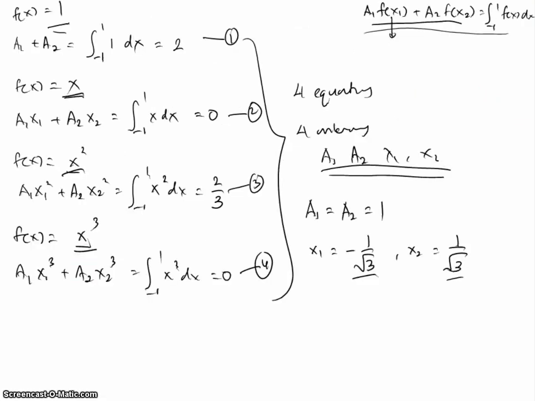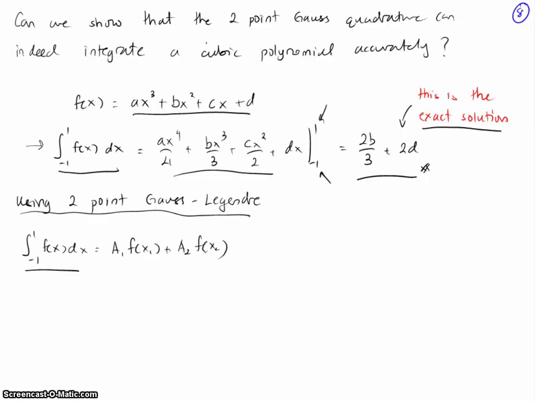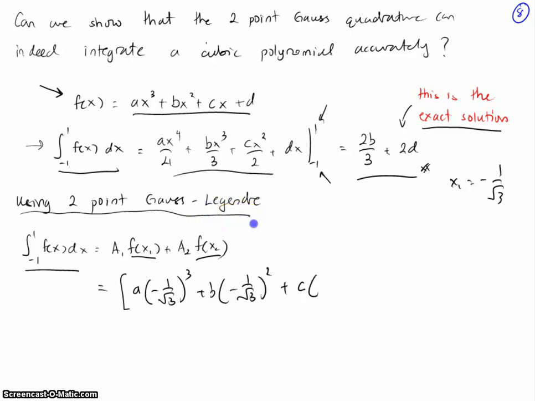So we already know that a1 and a2 are equal to 1. So in the end, we are just going to evaluate f at x1 plus f at x2. So for f at x1, what is f? This is your function f, which is the function that you want to integrate. So you would have a, and your x1 would be minus 1 over square root 3. So you have a times minus 1 over square root 3 cubed plus b times minus 1 over square root 3 squared, and then you have the c term, and then you have your d. So this would be f at x1.